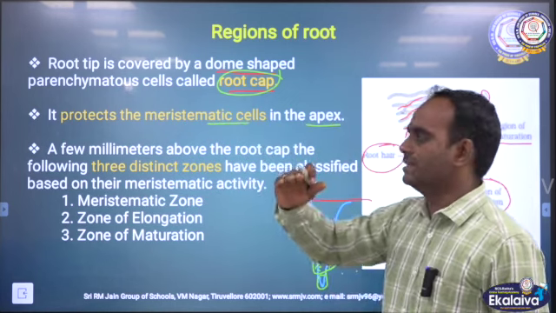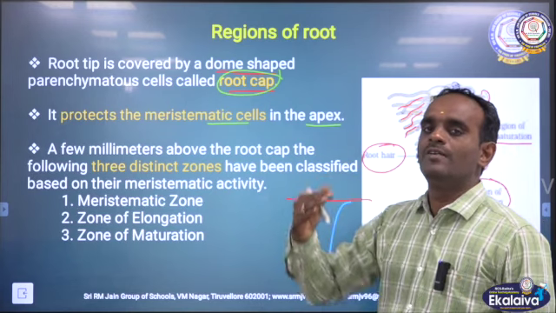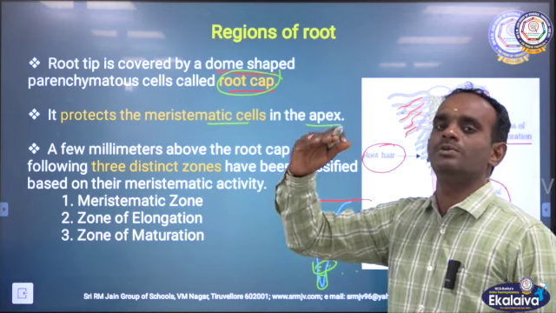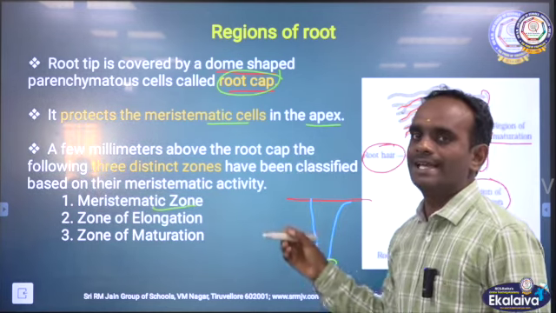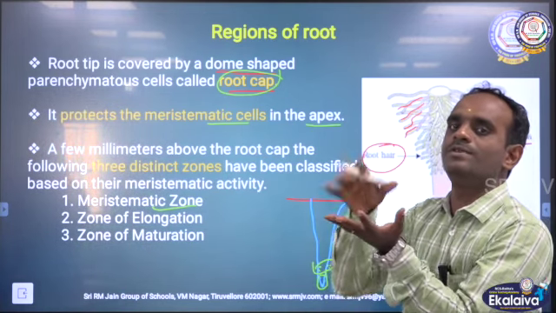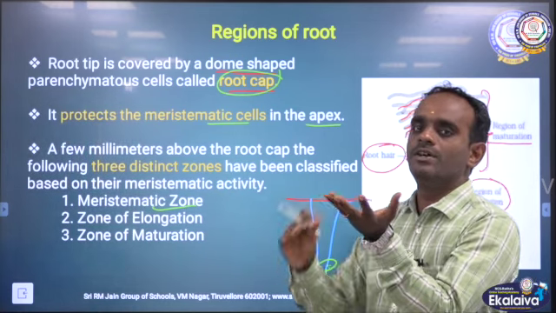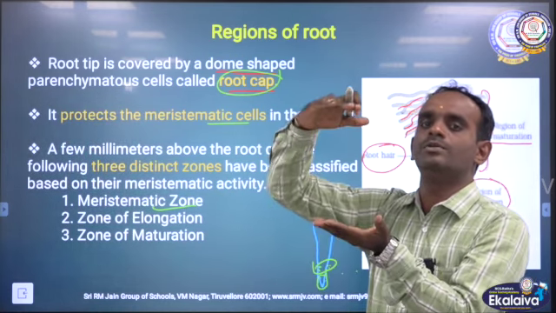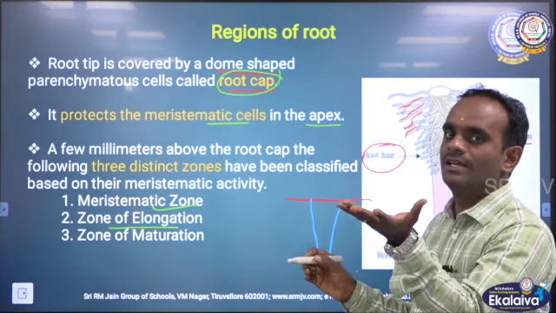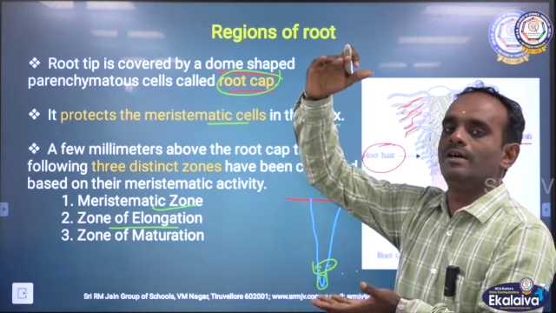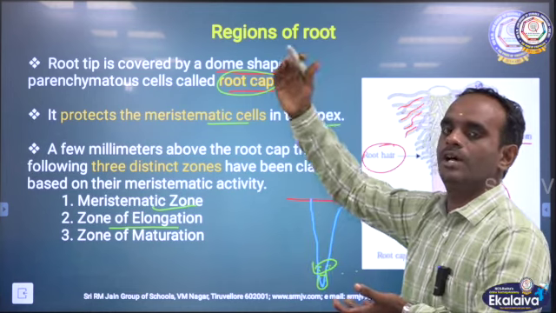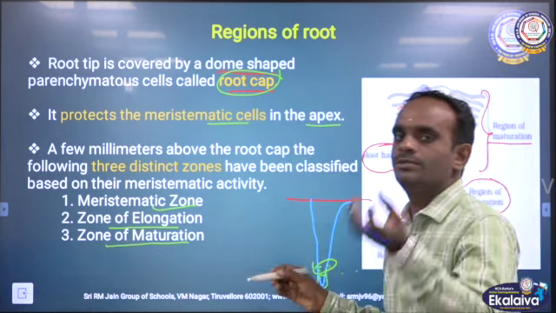A few millimeters just above the root cap, we are able to see three different regions. The first region just above the root cap is meristematic zone. As I said earlier, it is the immature zone. All the cells of this zone are immature. They often undergo cell division. A few millimeters just above the root cap. After that, there is a zone of elongation. So above the meristematic zone, there is a big zone, that is called zone of elongation. And above that zone of elongation, we are able to see the zone of maturation.